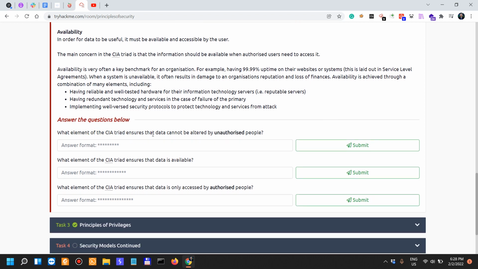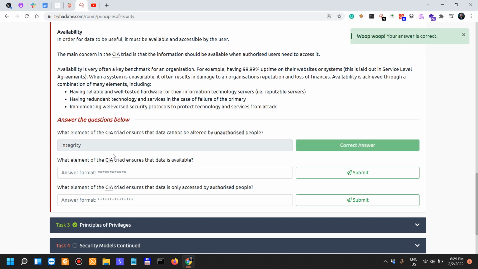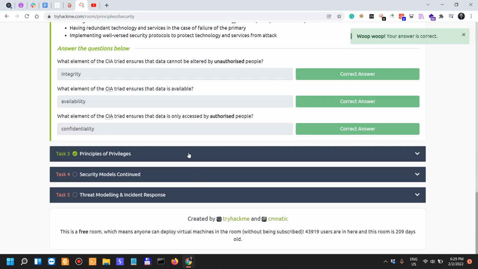What element of the CIA triad ensures that data cannot be altered by unauthorized parties? So let's see if they're talking about integrity. Integrity comes from integer, which actually means whole. What element of the CIA triad ensures the data is available? Is it confidentiality? Of course not. This is boring. Now, I've done this one today.